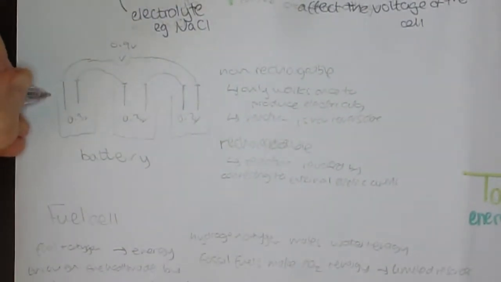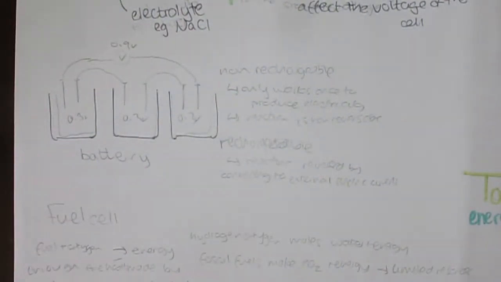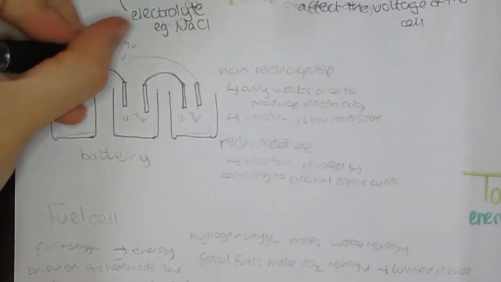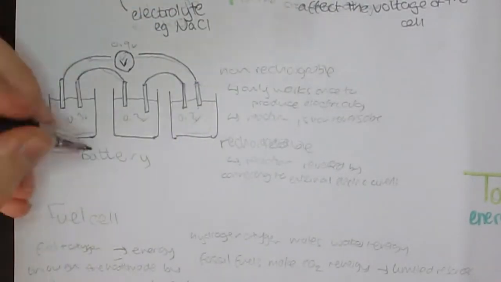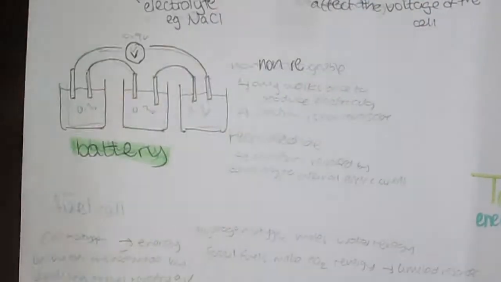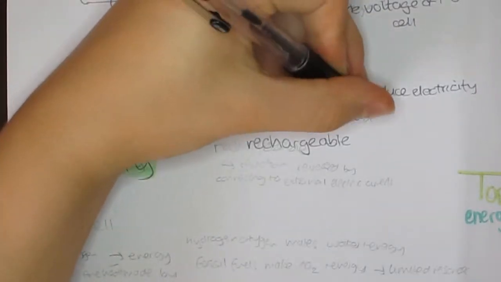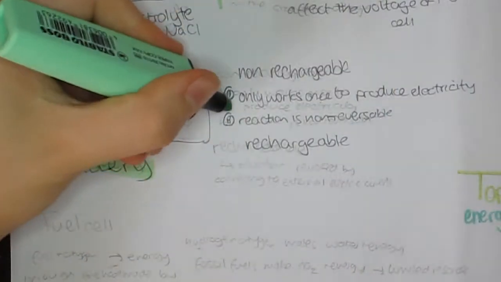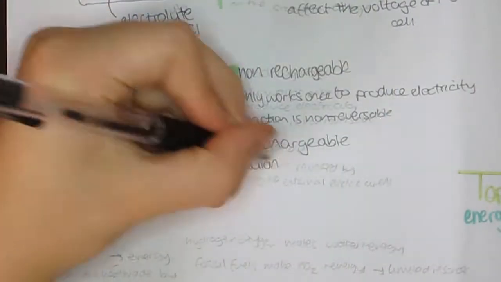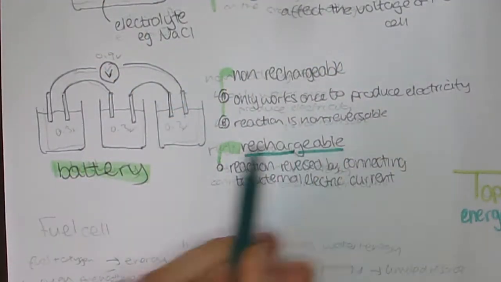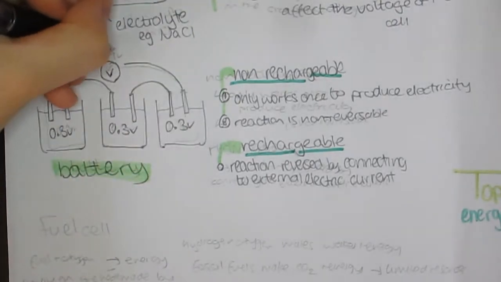A battery is formed by connecting multiple cells together, so the voltage overall is bigger. In non-rechargeable batteries, the chemical reaction is irreversible, so once the chemical reaction is finished, no more electricity is produced. This is the case with most normal AA or AAA batteries. In rechargeable batteries, the reaction can be reversed by connecting it to an external electric current.